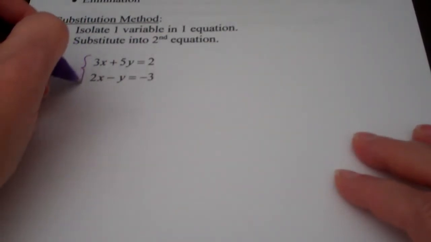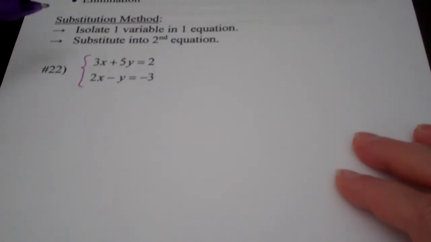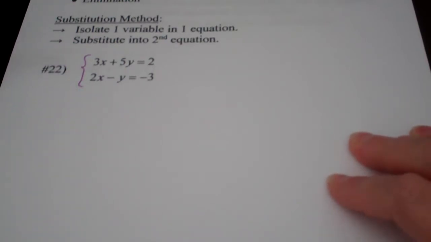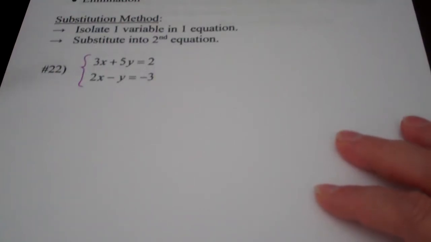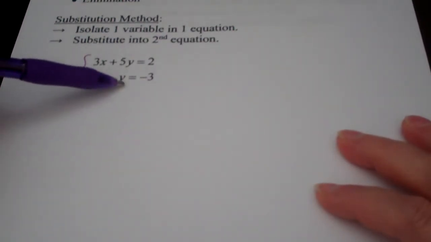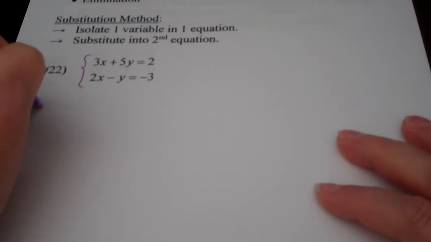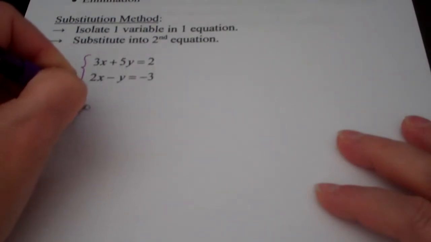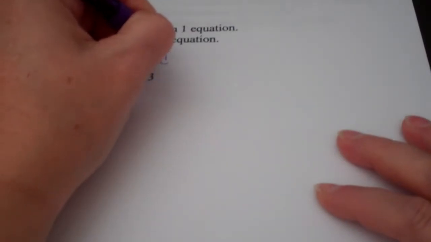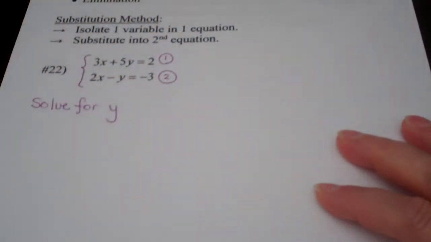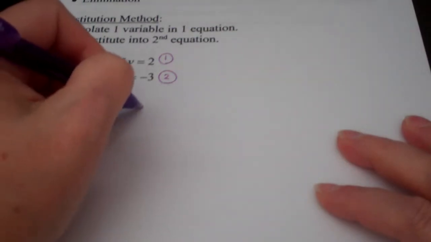Okay, so here's number 22, I guess, from your book. We have two equations, 3x plus 5y equals 2, and 2x minus y equals negative 3. So we want to choose a variable to solve for or isolate. And in general, the substitution method is going to be a lot easier if you have a variable that doesn't have a coefficient, which we have one right here, I think you can spot. So that's the variable I'm going to solve for. So I'm going to solve for y. Let's label these equation number 1 and equation number 2. I'm going to solve for y in equation number 2.